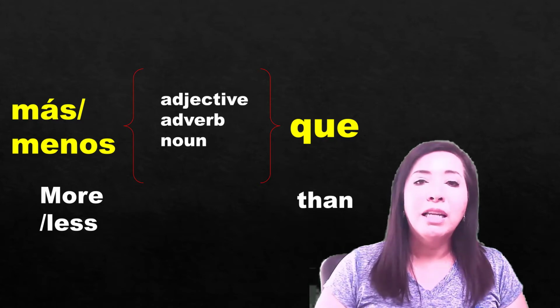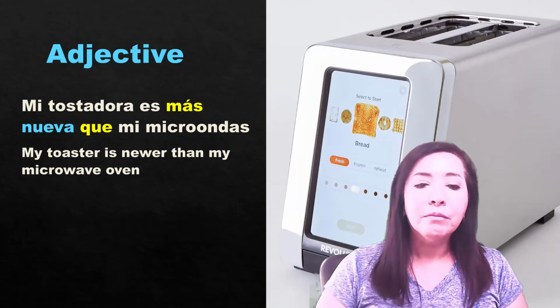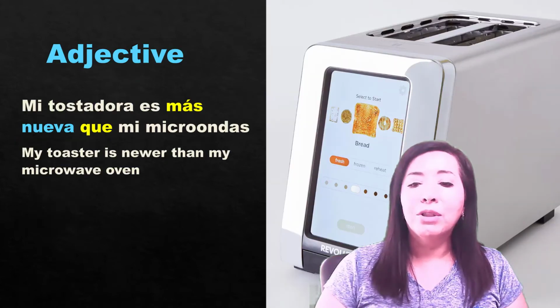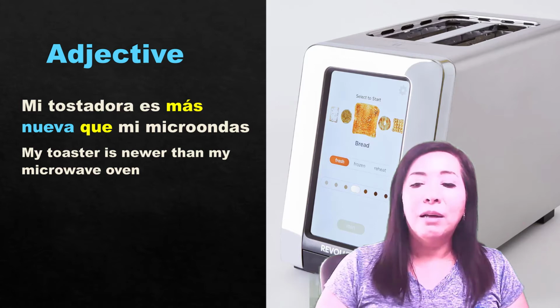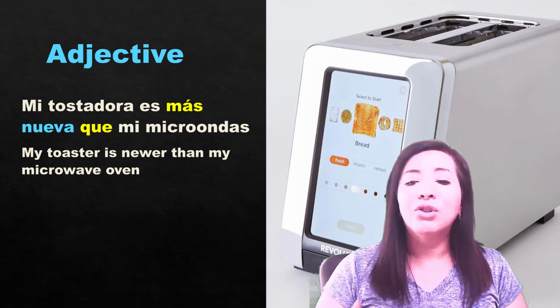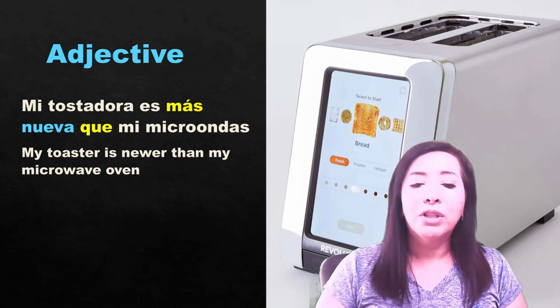So I'm going to give you an example of a comparison with an adjective. So take a look at that toaster. That's actually not my toaster. I wish I had one like that. But let's say that this was my toaster, and it's newer than my microwave oven. In this case, I'm going to say más nueva que. Nueva is an adjective because it's describing my toaster. Es más nueva que mi microondas.